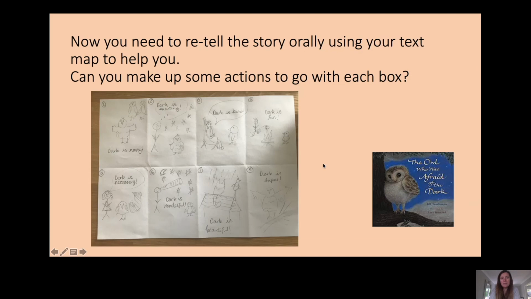Now, I want you to retell the story orally using your text map to help you. Okay, so you can either go and find your sibling, your sister or your brother, or go and tell it to your dog, or if your mum and daddy aren't working, you can go and talk to them. And I want you to use your text map and talk through the story of the owl who was afraid of the dark. And what would be amazing is if you could make up some actions to go with each box, and this will help you remember the story really well in your head, because on Monday we're going to be writing the first part of our story of the owl who's afraid of the dark.